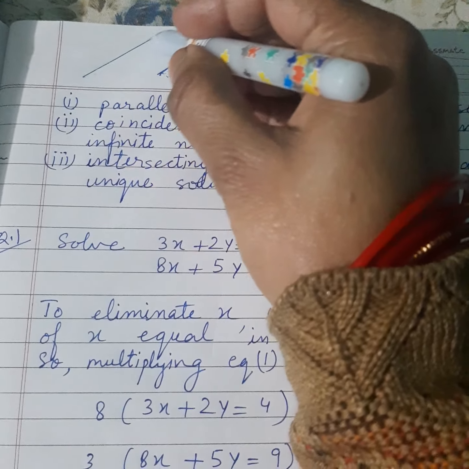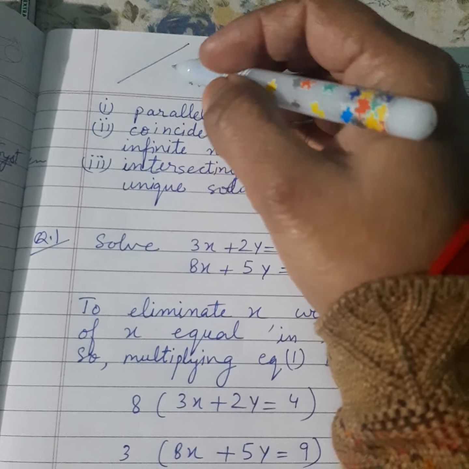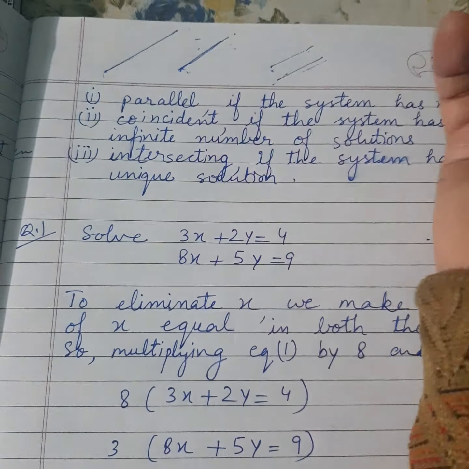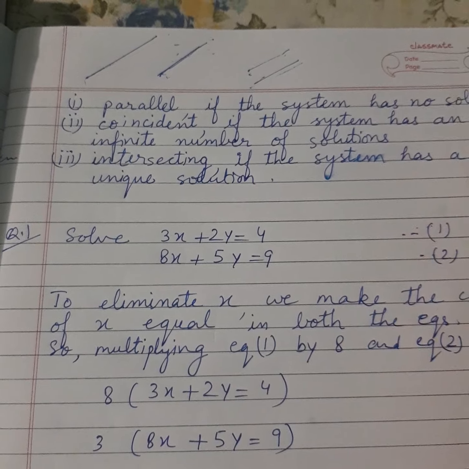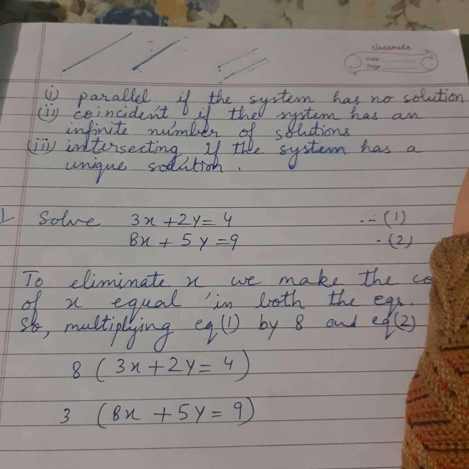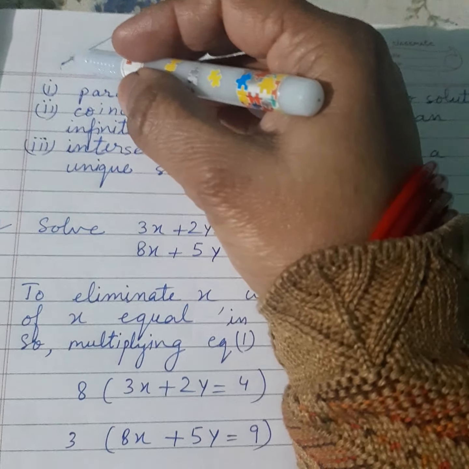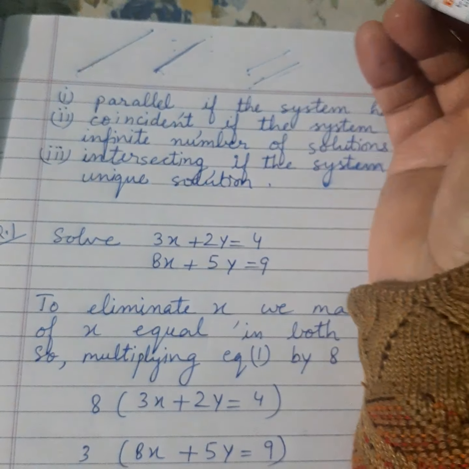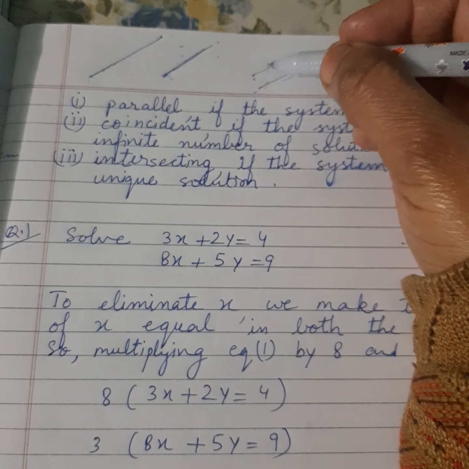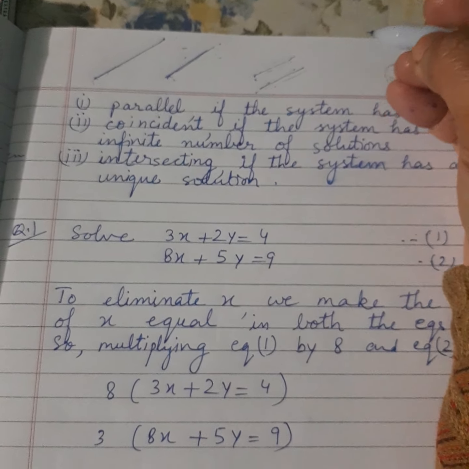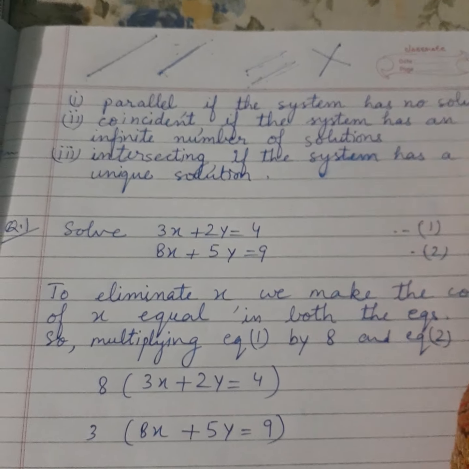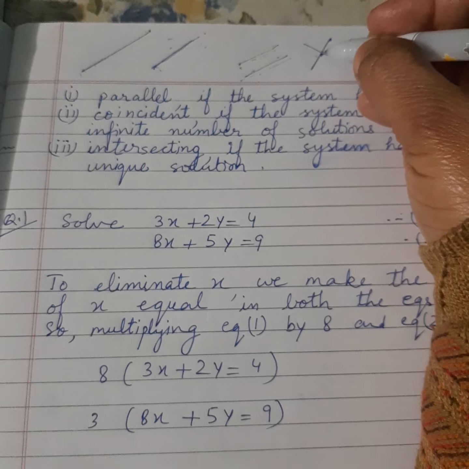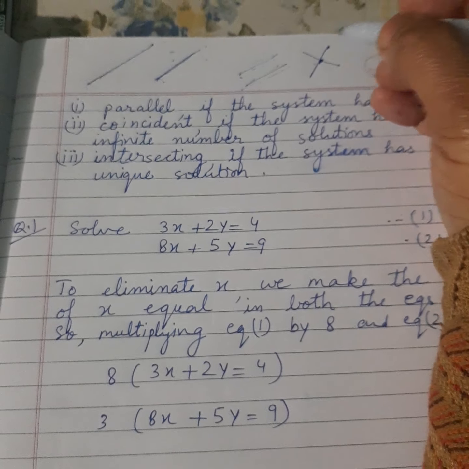If you make a graph from one equation, and again from the second equation you also make the graph, and it falls on the same line, that means coincident. So if the graph is coincident, then the system has infinite number of solutions, because all these points will be the solutions. But if they are parallel, then no solution, meaning nothing in common. But if the graphs intersect, then the system has a unique solution, at the point of intersection.